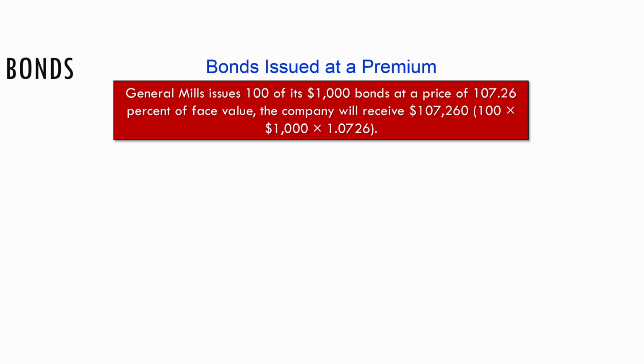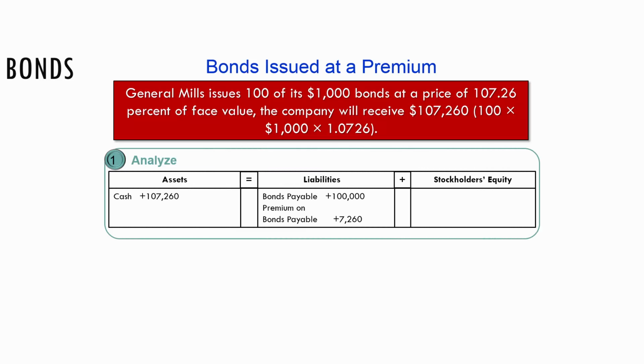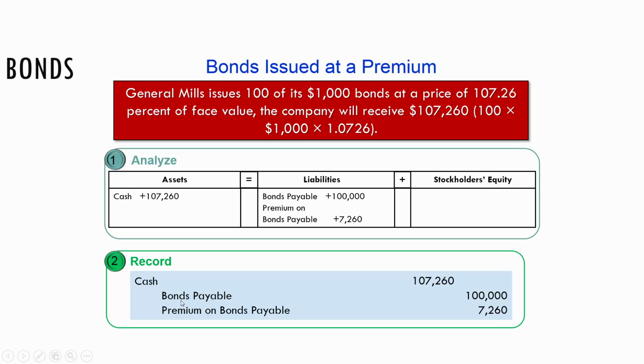Now, if we got in more, then the bonds payable is going to stay at its face value, and we'll record the difference in this thing called a premium. And it's a premium because we got more than the face value.